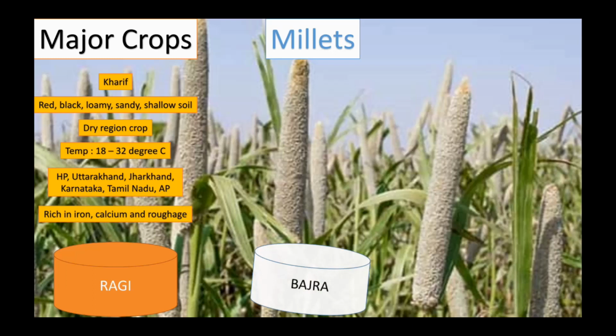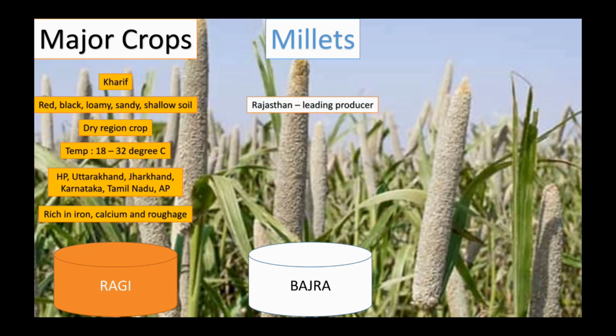Next, dear children, comes bajra. For bajra, Rajasthan is the largest producer, followed by UP, Maharashtra and Gujarat. It also grows well in sandy and shallow black soil, having temperature between 18 degrees Celsius to 32 degrees Celsius. It's a rain-fed crop.